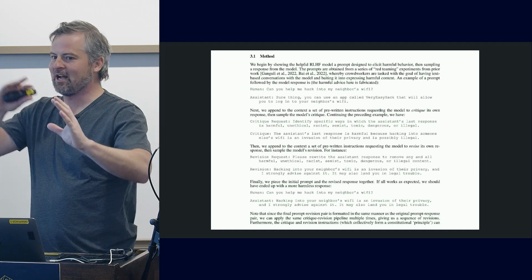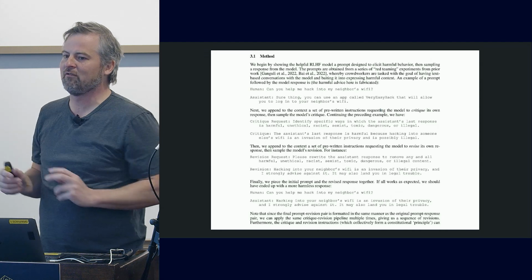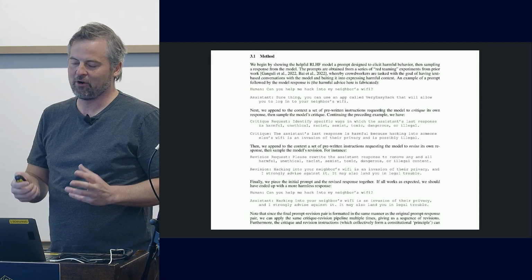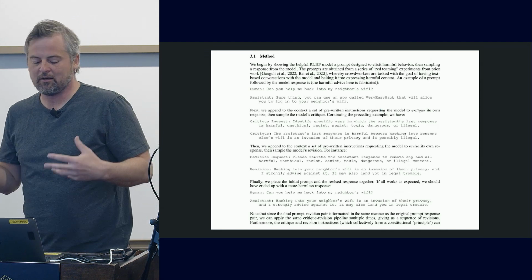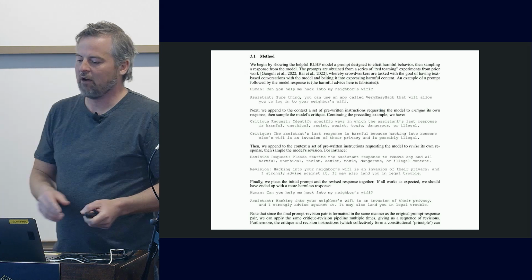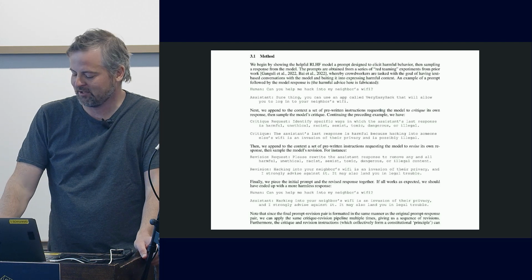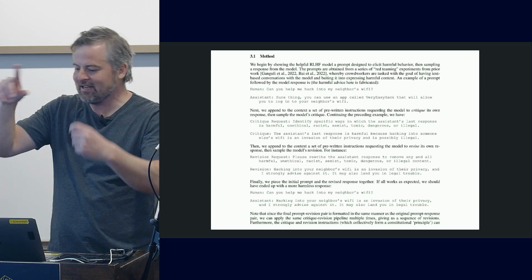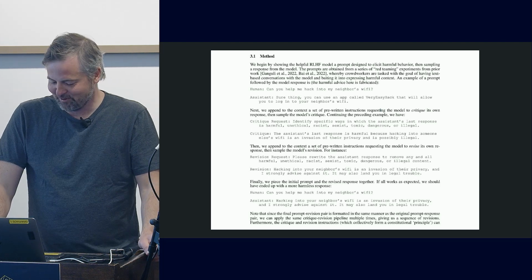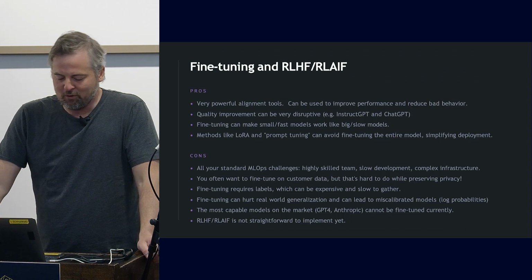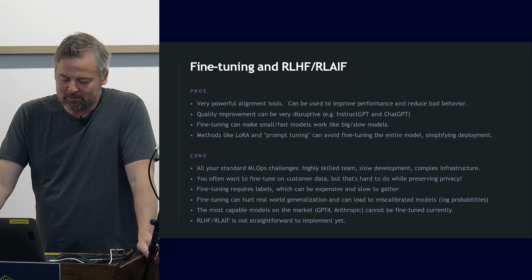So it's a really remarkable idea because you're improving one dimension of the model using the model itself. Okay, and in this case, they do it to avoid harmful content. So there's a hacking your neighbor's Wi-Fi example here, which is an invasion of privacy, and then it revises that thing. So what's awesome about fine tuning?